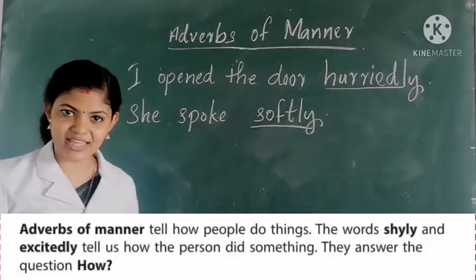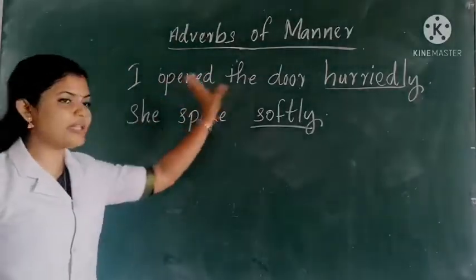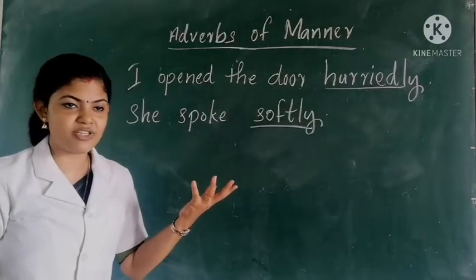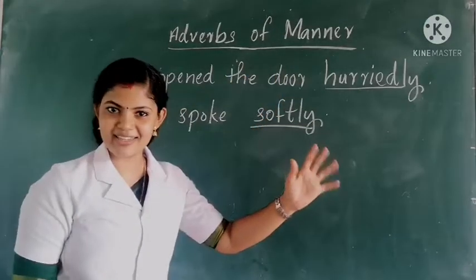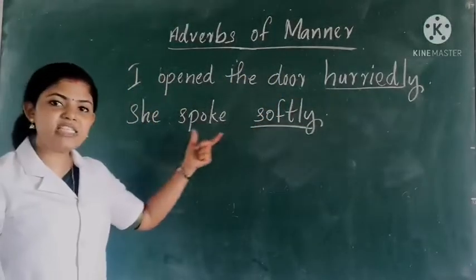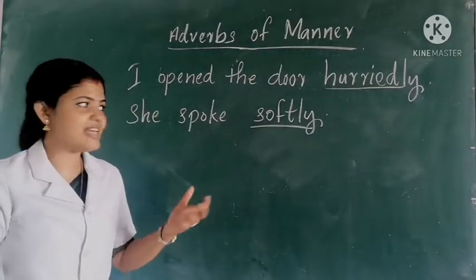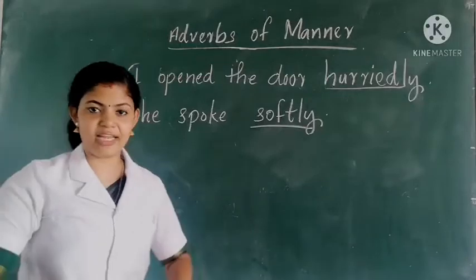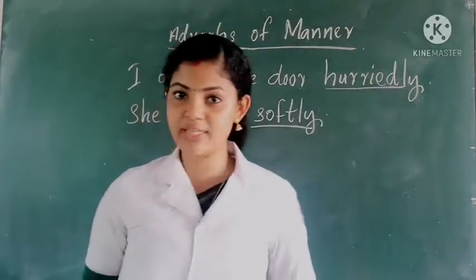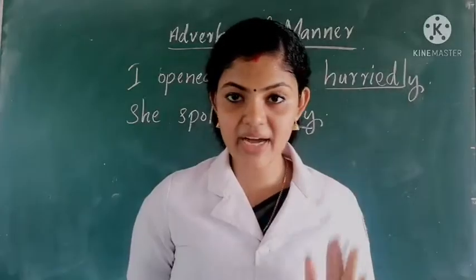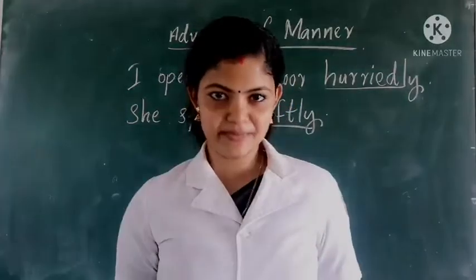Here also these two people are doing something, like I opened the door. That is the action I did. How did I open the door? Yes, hurriedly. Next sentence, she spoke softly. How did she speak? Yes, she spoke softly. So these two words also, hurriedly and softly, tell us how the person did something.